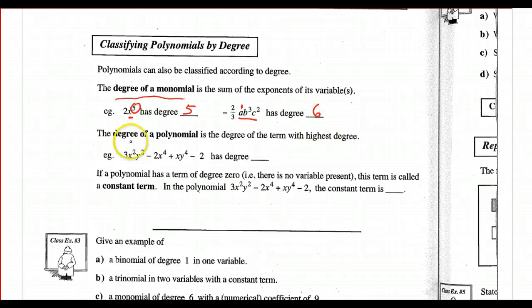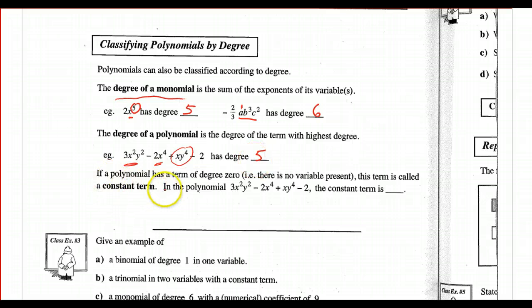Okay, what about the degree of the entire polynomial? Well, to figure that out, you look at the degree of the term with the highest degree. So find the term that has the highest degree. This one has 5, this one has 4, this one has 4. So I'm going to go with this one. And because that's 5, this whole thing has the degree of 5.